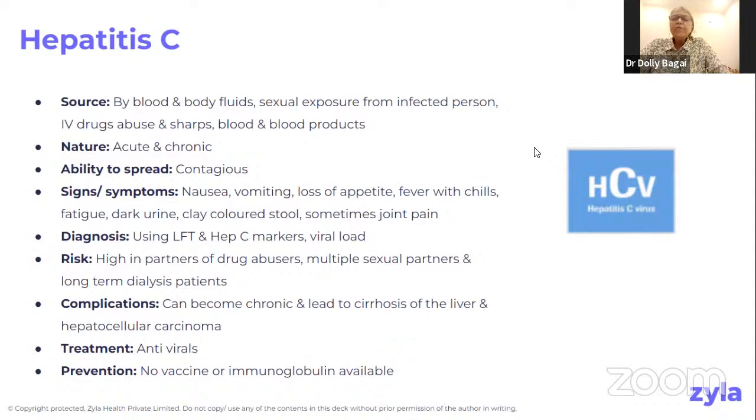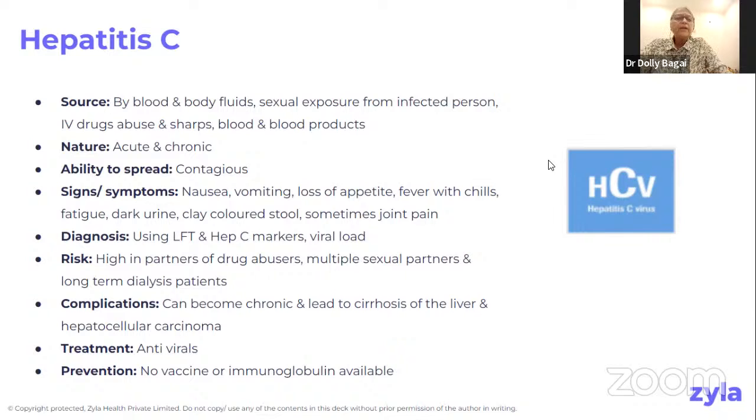And if you get infected with hepatitis C, then you need to use antivirals because there is no vaccine to prevent you from hepatitis C. You need to practice safe practices, safe sexual behavior, and you need to be very careful if you are on dialysis.